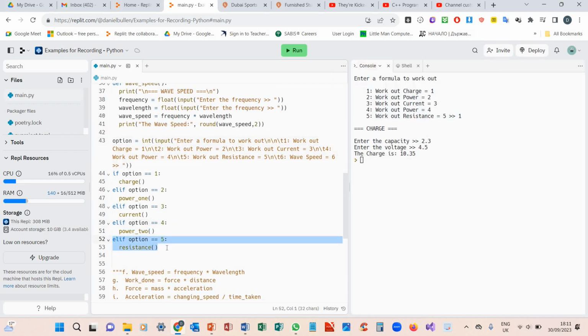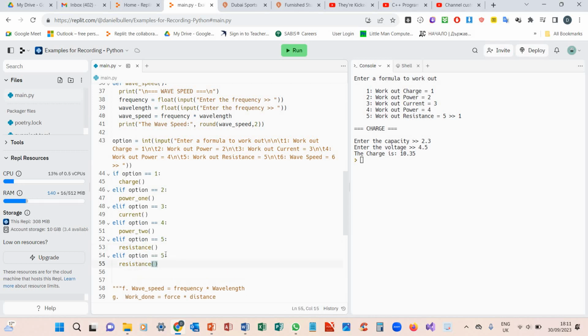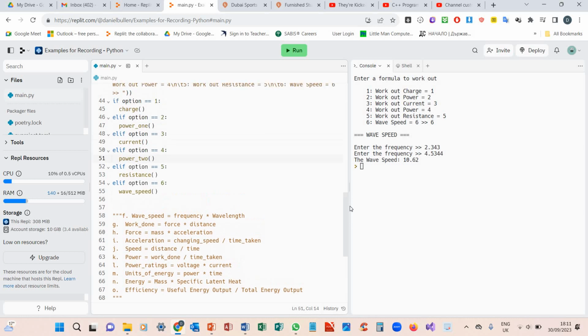And then we'll need an elif, obviously. Because without the elif, how are we going to call the subroutine? Let's go in here. 6, wave speed, let's say it's 2.345, 4 all those numbers. It's going to take us to 10.62, that's to 2 decimal places. Okay, so that is the wave speed.